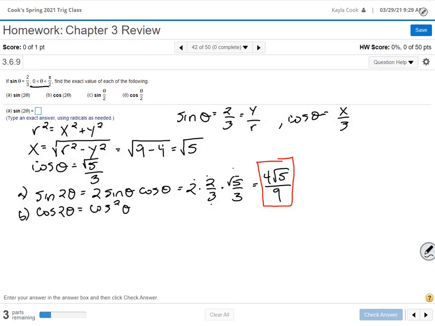Y'all, even I don't always have these fully memorized every time I teach this class. So, it is okay. So cosine squared theta minus sine squared theta. I'll make that look like a minus sign there. So then once again, I just plug in the values for cosine and sine. So cosine of theta was root 5 over 3, and I'm going to square that, and then I subtract 2 over 3, and I'm going to square that.